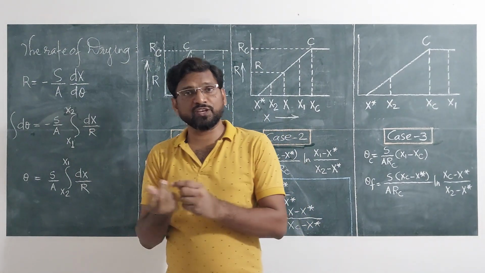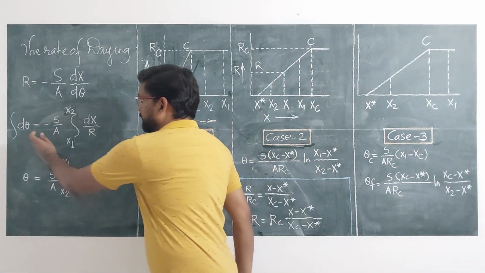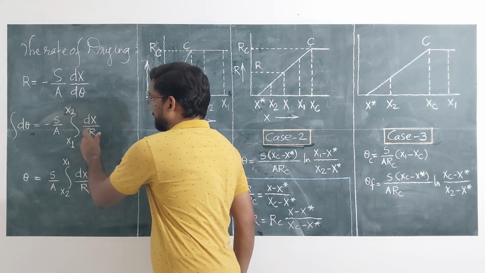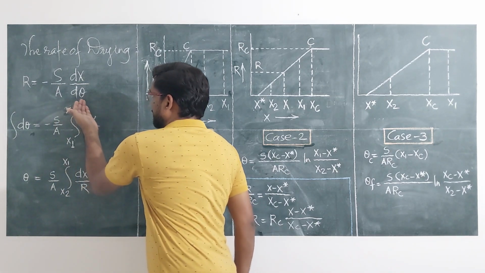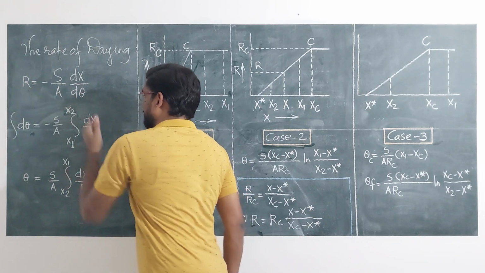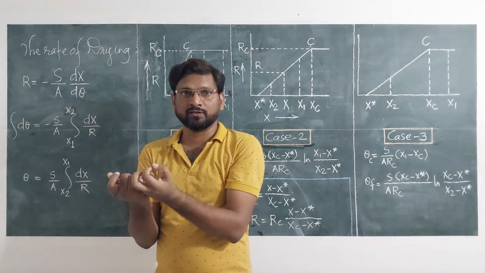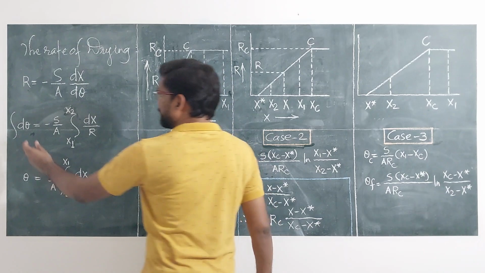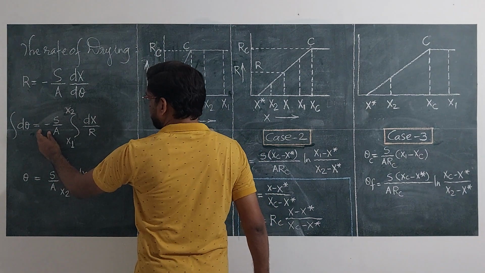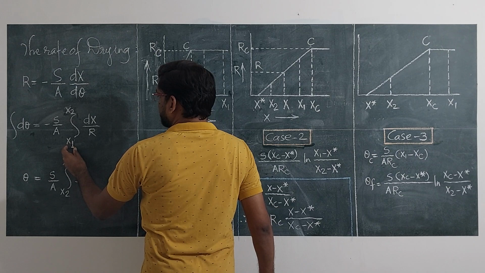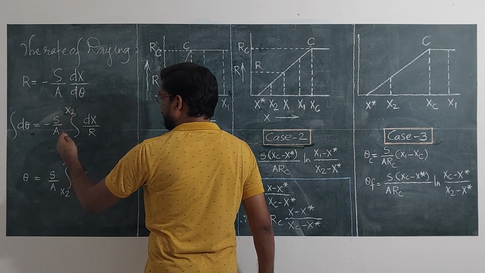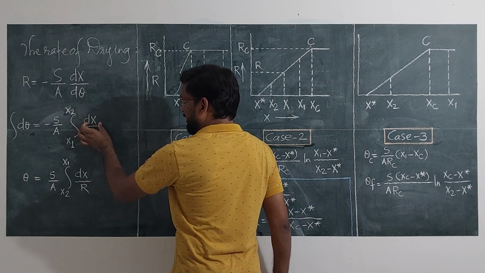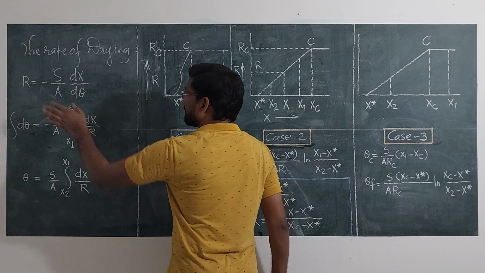Now if we rearrange the equation, it would be d theta is equal to minus S divided by A into dx by R. This R comes to this side and the d theta goes to that side, and we put an integral sign there to integrate the whole equation. So this is integral d theta, which is equal to minus S by A integral x1 to x2, where x1 is the initial moisture content and x2 is the final moisture content, and dx by R. R is the rate of drying.